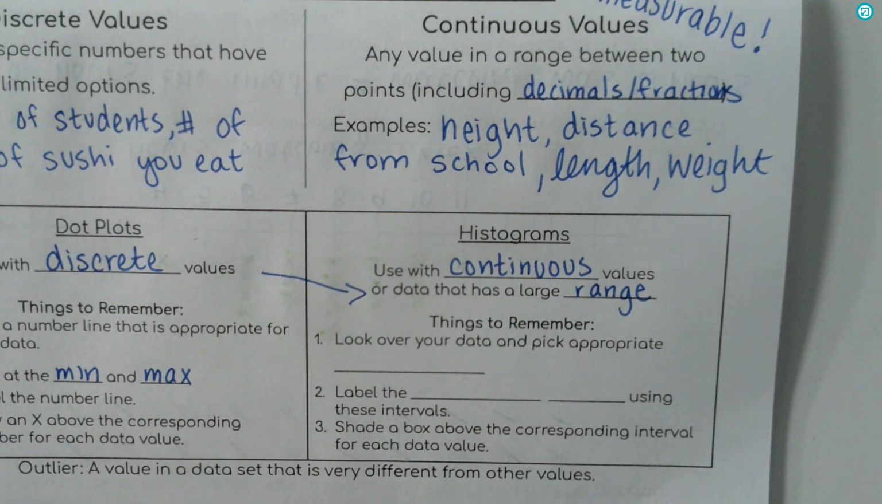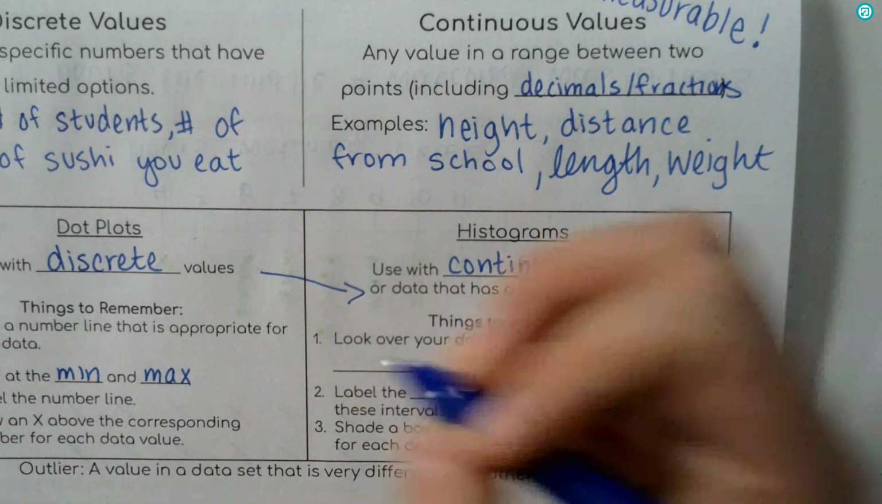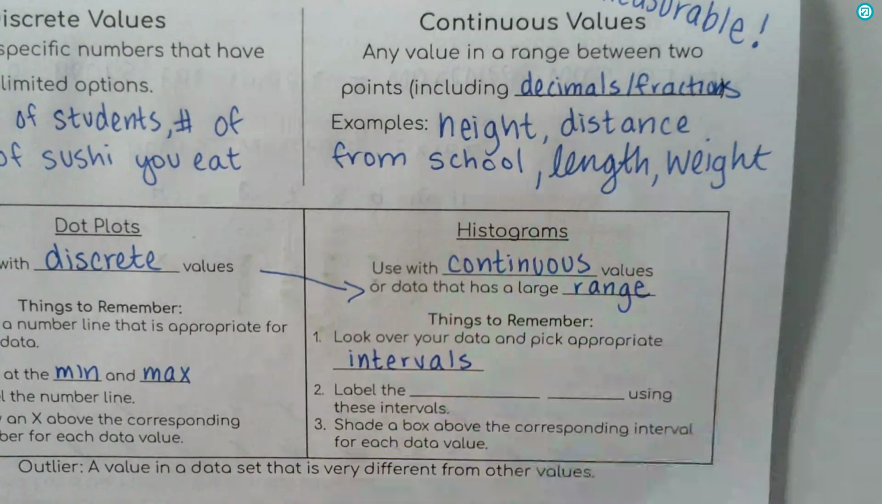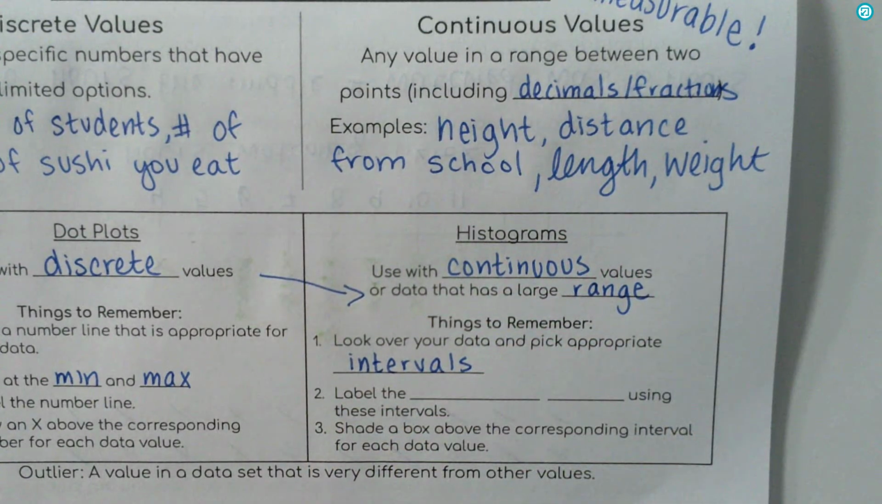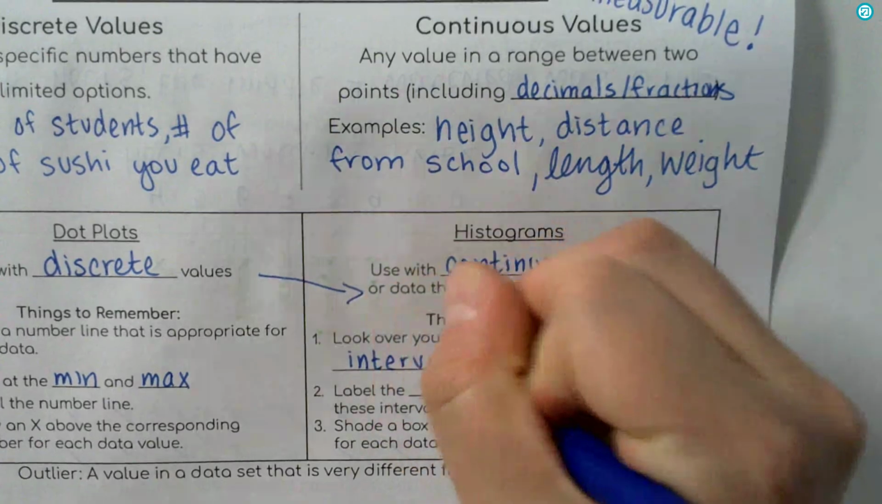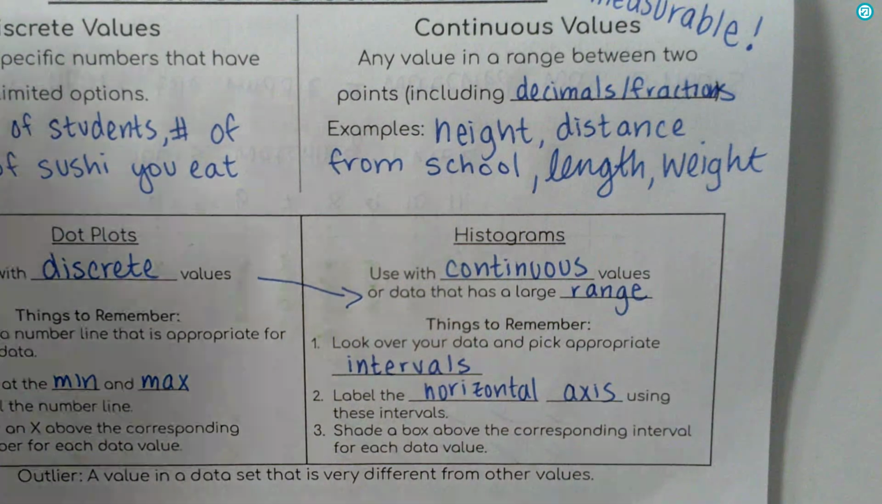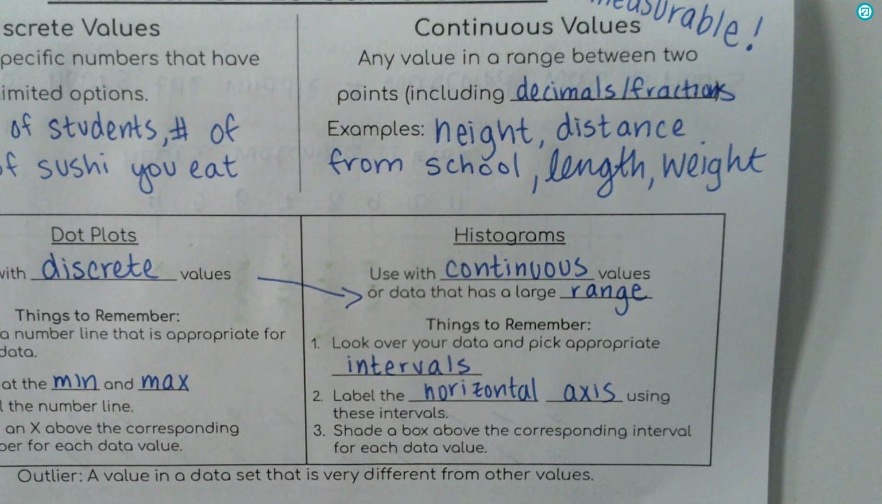So for histograms, instead of doing each individual number, we're going to look over our data and we are going to pick appropriate intervals. So like little sections. Then we're going to label our horizontal axis of our little table using these intervals. And then we are going to shade in a box above the corresponding interval for each data value.